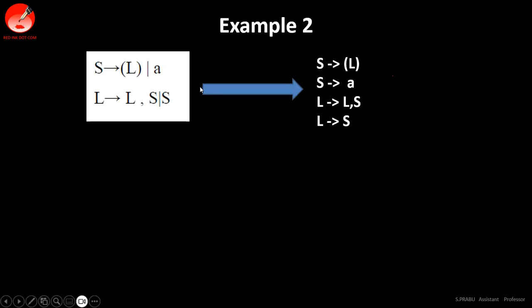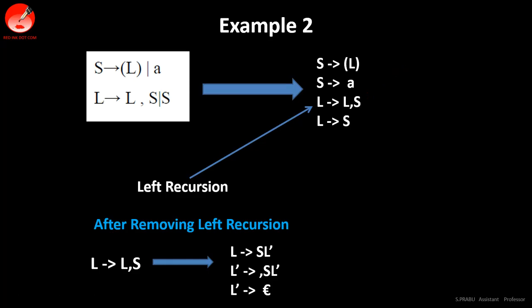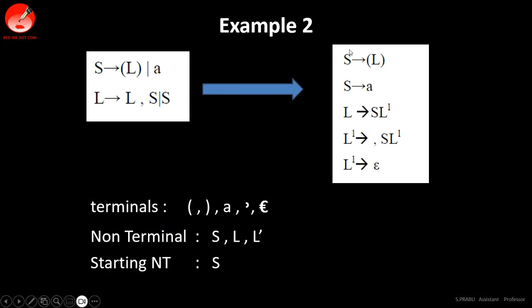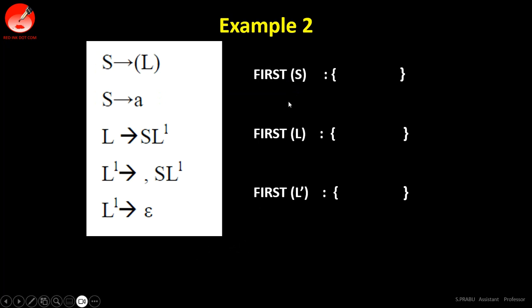In a second example, this grammar has left recursion. Left recursion happens in this third rule. By applying the formula, we can eliminate the left recursion like this. After removing left recursion, the grammar should be rewritten. Then you can find the FIRST of the non-terminals only. So I can write like this.